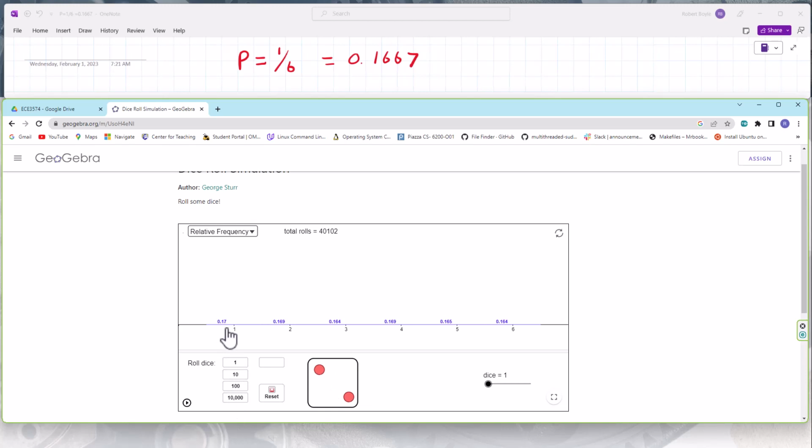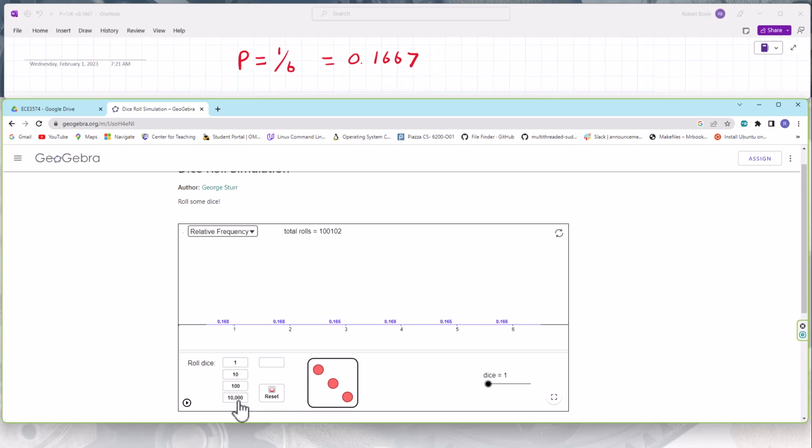These guys aren't being very helpful. 1.7, and we're getting even closer. This one is getting relatively close. Let's do another 40,000 times. Actually, let's just go up to 100,000 rolls. There, 100,000 rolls. 1.68, 1.68, they're getting even closer.